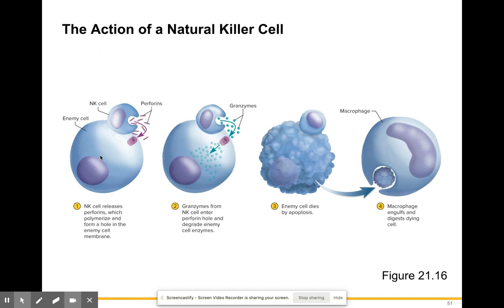So what it's going to do, it's going to build this little protein straw from these perforins, and then it's going to release chemicals called granzymes and use that protein straw to enter that enemy cell. That enemy cell is going to react with those granzymes and it's going to kill itself. And then another cell called a macrophage, which, like I said before, is one of those very, very large white blood cells that we have, can now engulf this dying cell, this apoptotic cell, and get rid of it and recycle it and be gone with it.